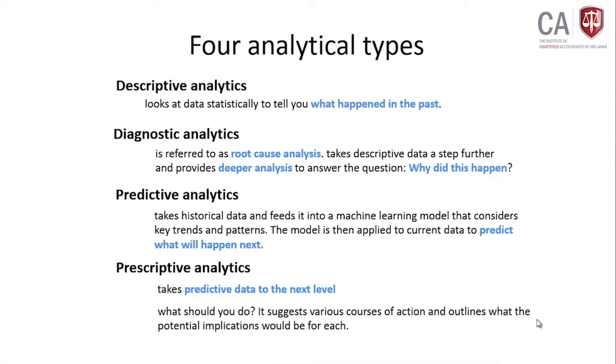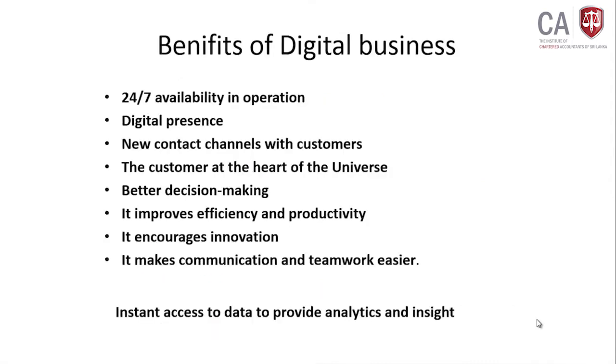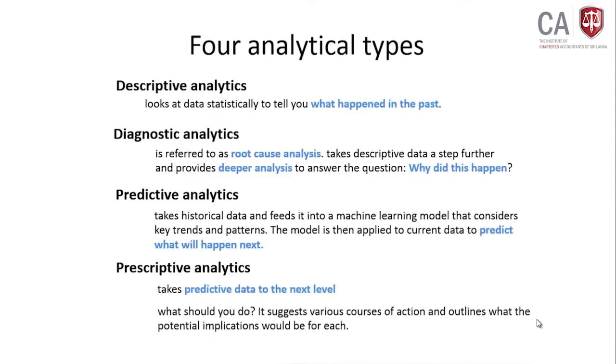What are the four analytical types? Here we talk about these analytical things, and four analytical types. Descriptive analytics: that is something like what happened in the past. You refer to the backlog, you refer to the past information, and see what happened in the past.